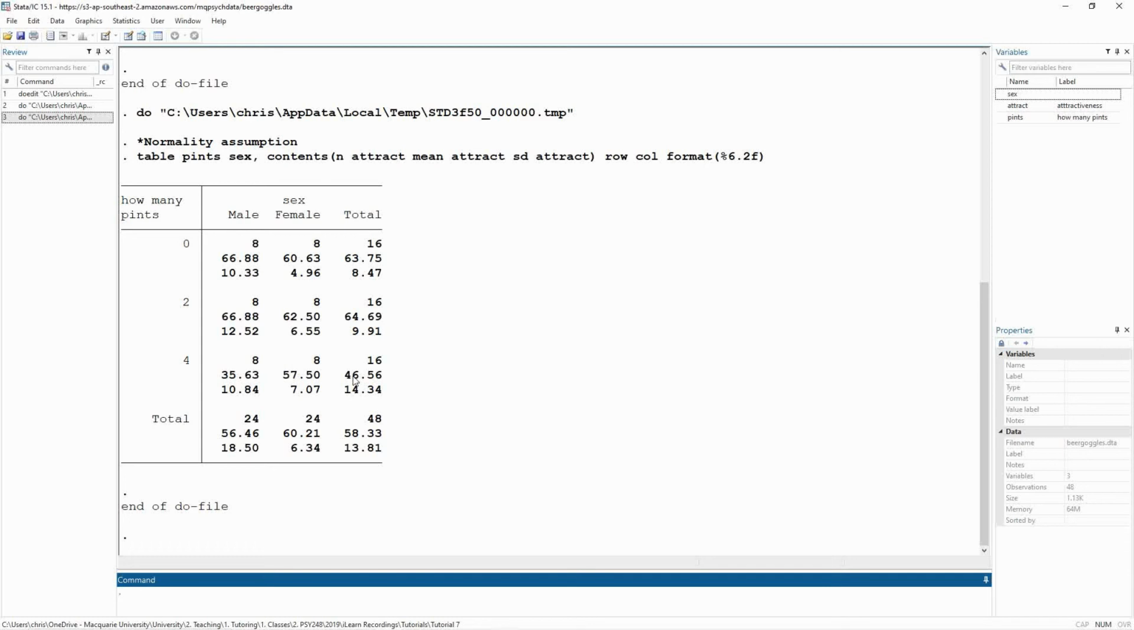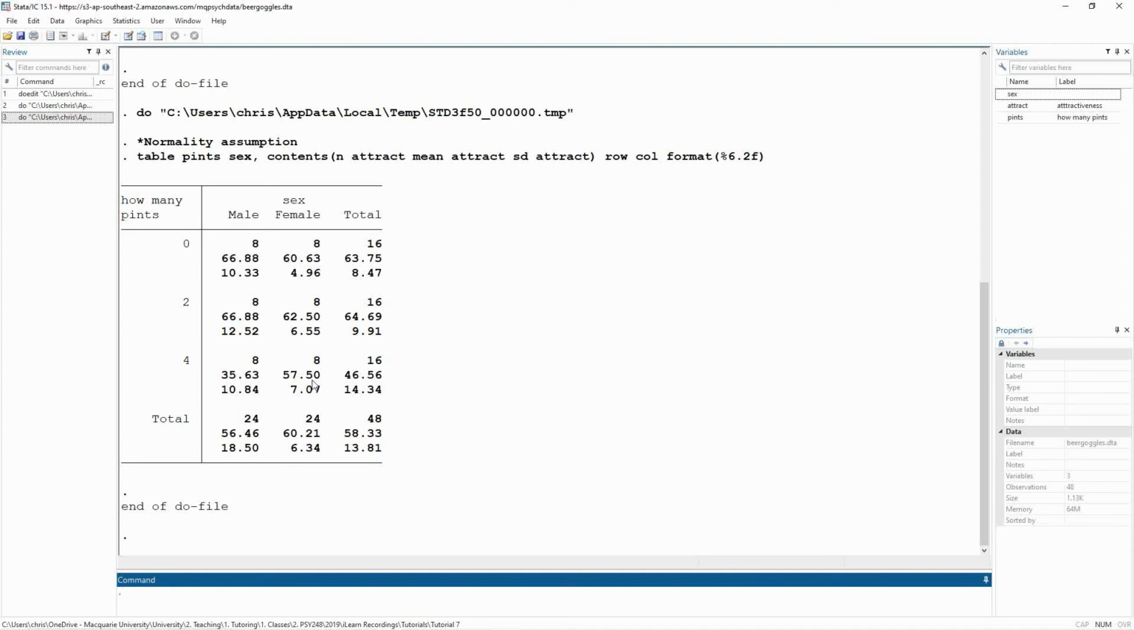So, whilst the main effects are interested in these means on the outside, the interaction compares the numbers here. It doesn't just go males and females at every point of alcohol, it also goes the other way as well. You can ask whether or not the difference between males and females at 0 pints is different to the difference between males and females at 2 pints. You can do the same thing at 4.